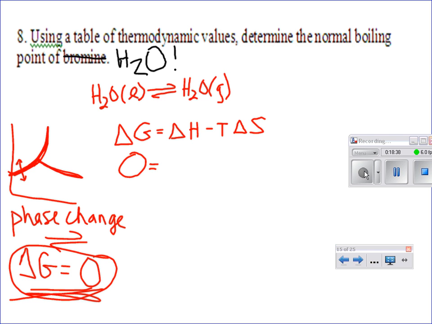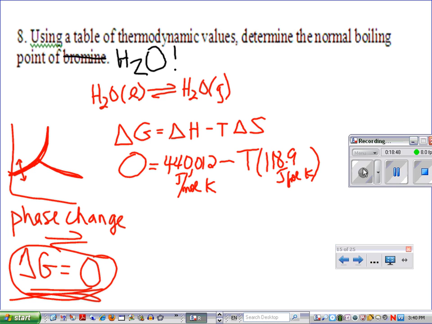I'm going to pause it. Same groups. Do delta H and delta S. Let's get it all in joules. All you have to do is take water gas minus water liquid. It's not a hard calc. You have 44,000, not 440,000.